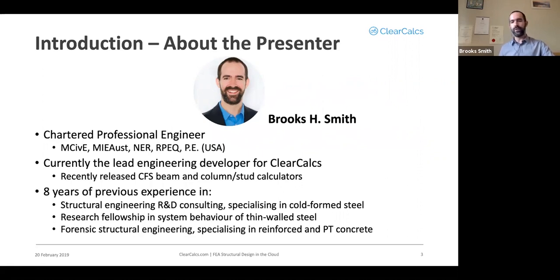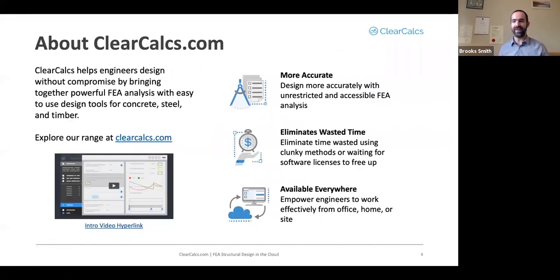I also have 8 years of previous experience, most recently in structural engineering research and development consulting, in which I specialized in cold form steel. I also held a research fellowship in the system behavior of thin-walled steel. And my first job out of grad school was as a forensic structural engineer, examining problems in structures. Cold form steel is the area that I am most comfortable in. So I will talk a bit more detail about the material here.